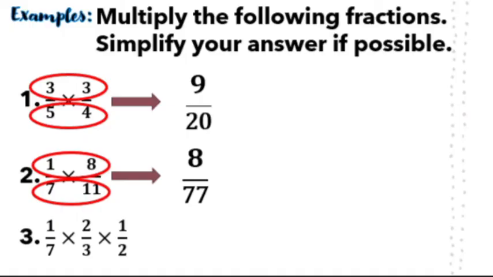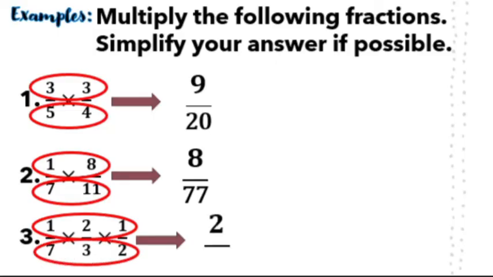Take note that no matter how many factors do we have, as long as the operation of our expression is multiplication, we just simply multiply all the numerators to get the numerator of the product, and multiply all the denominators to get the denominator of the product. Do not also forget to simplify the product if possible.